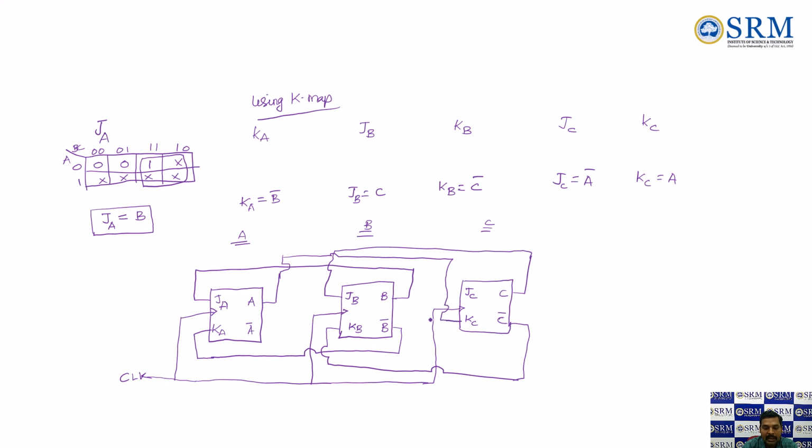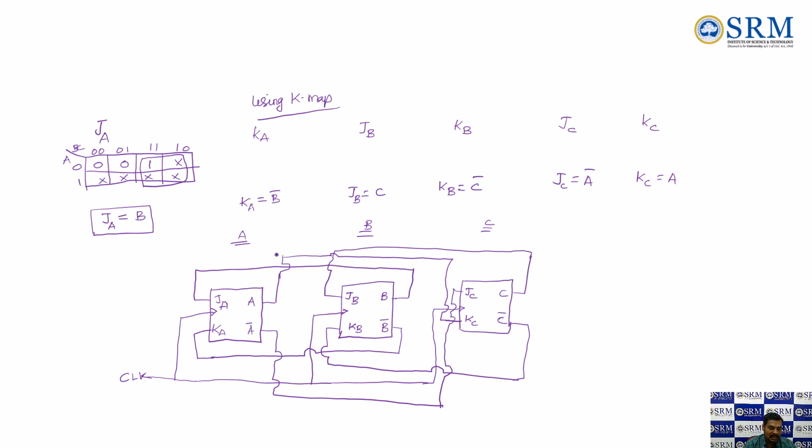So KC is equal to A, hence I'm connecting A to the KC. Similarly, JC is equal to A bar, so I'm going to get A bar connected to the JC. So JC is actually an A bar. Right, that's all about the design.